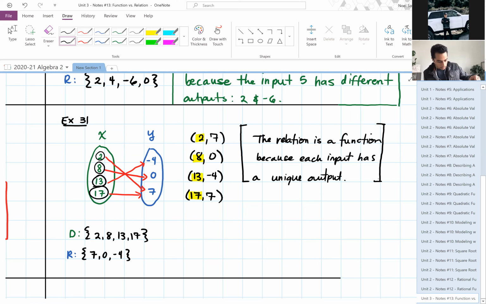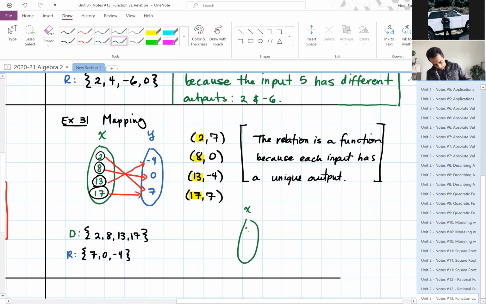So again, this is what we call a mapping, or mapping diagram. That's what we mean. Okay. Let me show you a mapping that shows a relation. Okay, real quick, this is just extra.